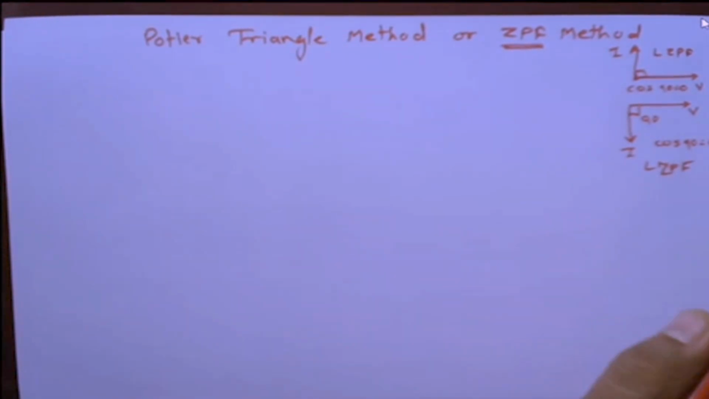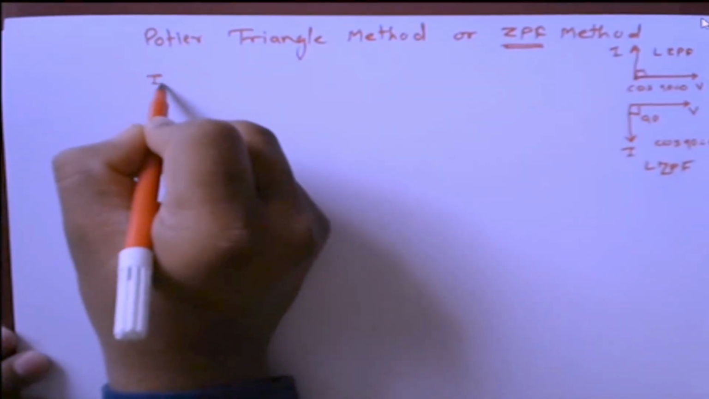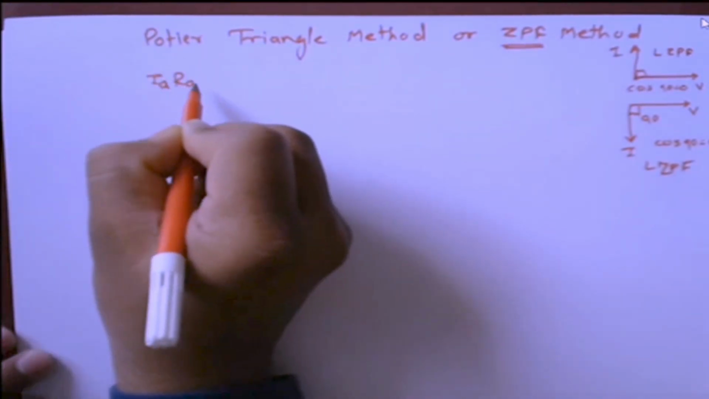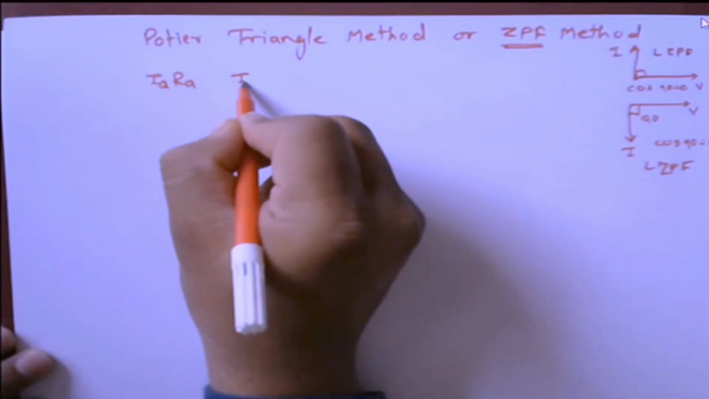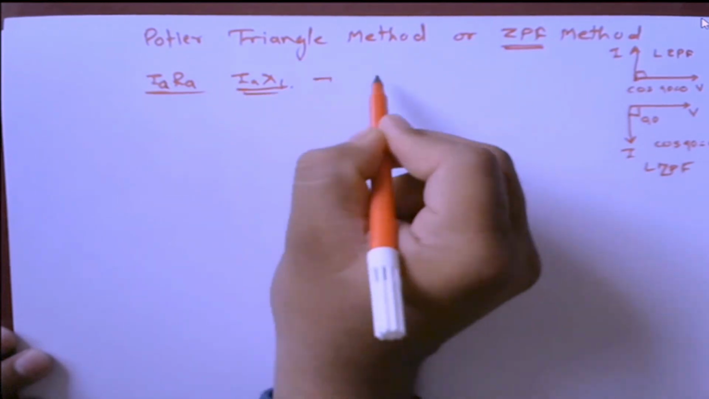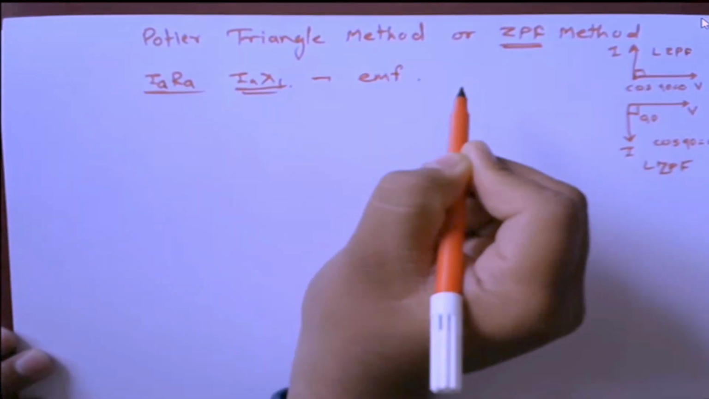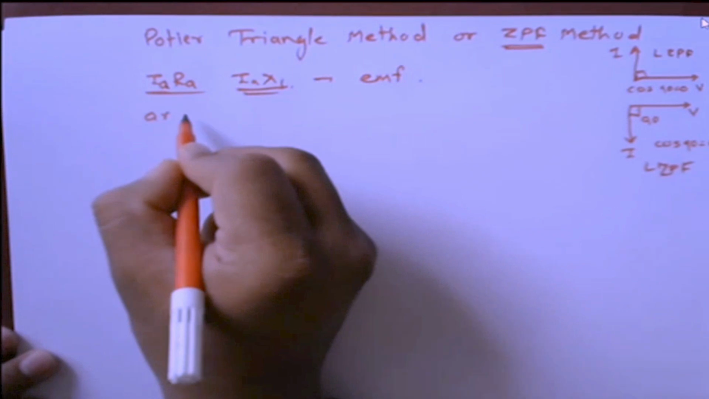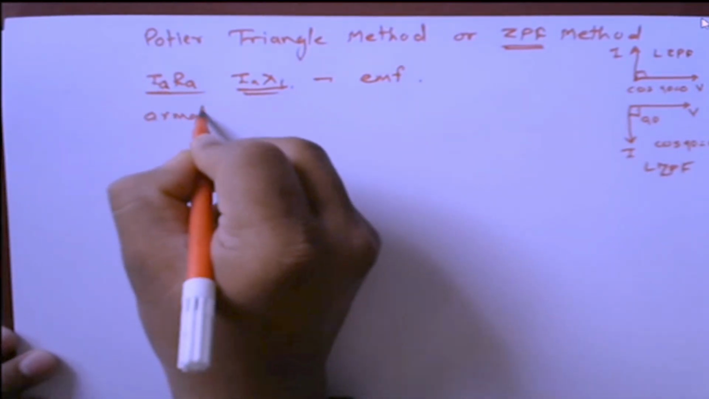Okay. So in case of an alternator, the armature resistance drop is nothing but I Ra, and the leakage reactance drop, what is the leakage reactance drop? Ia XL. So these two are EMF quantities, right? But armature reaction is an MMF quantity.